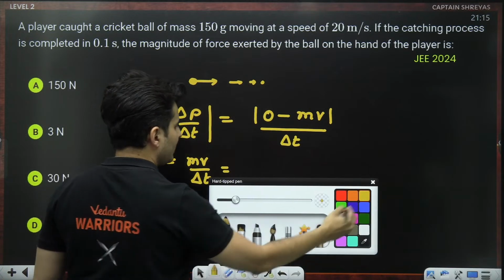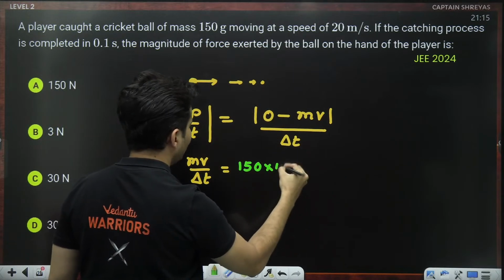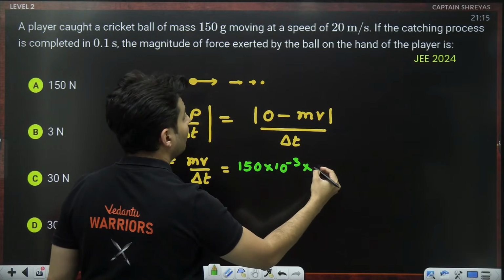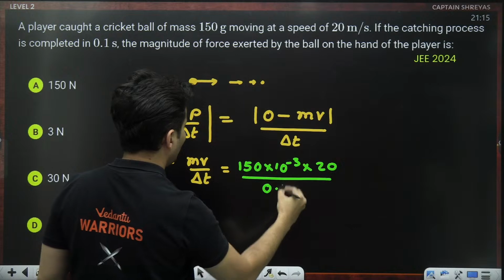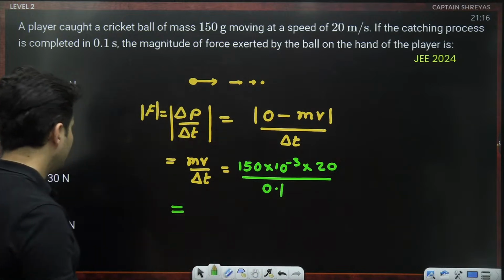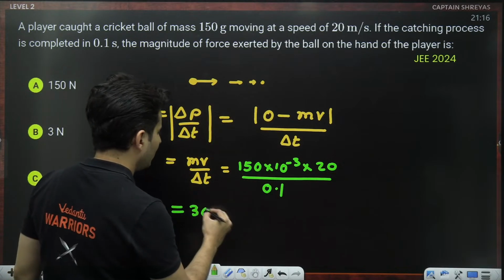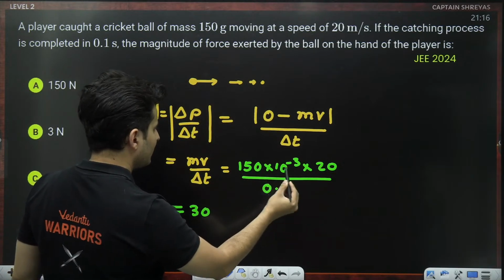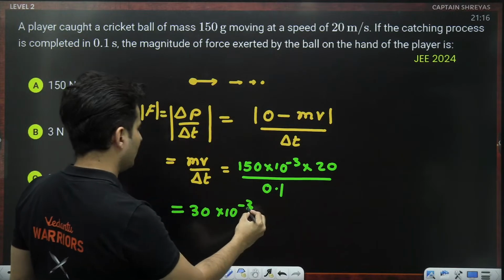What is the mass? Let's substitute. Mass is 150 grams, so 150 times 10 to the power minus 3. Velocity is 20, whole thing divided by the time, which is basically 0.1. So guys, this is just going to be 15 into 2, which is just going to be 30. And this 0, and this 0. So into 10 to the power minus 3.